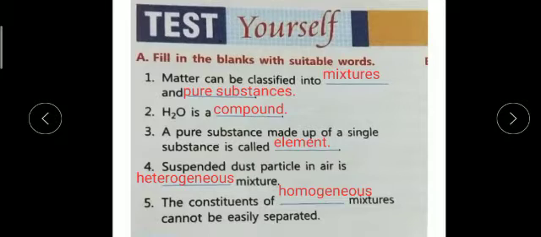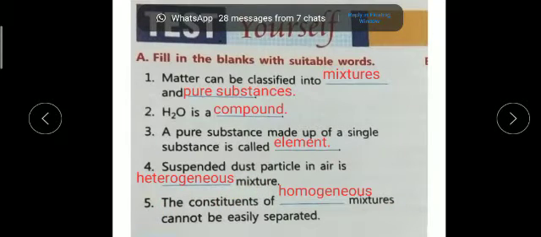If a high amount of dust particles is there in the air, it can get into our eyes. So this is a heterogeneous mixture. Next one is the fifth one, the last one. The constituents of a homogeneous mixture cannot be easily separated. Okay children, so you can write from this.